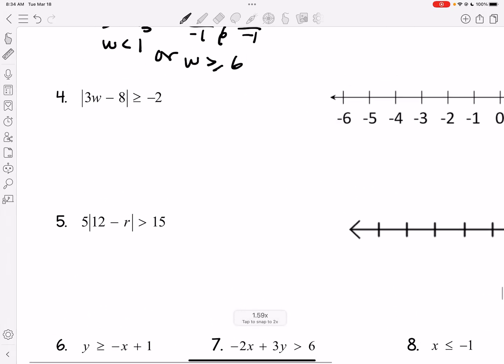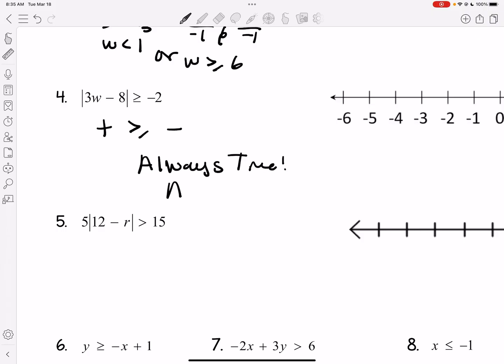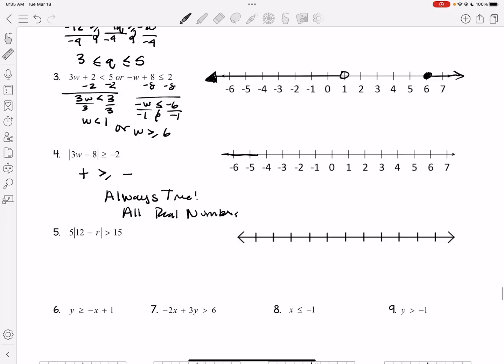Number 4, remember when we're looking at an absolute value, we want the absolute value by itself, which it is. And this is saying that a positive is greater than or equal to a negative, which is always true. Thus, this means this is all real numbers. So if we wanted to graph that on a number line, that just means we'd have a line across the entire thing with arrows going in both directions, like so.